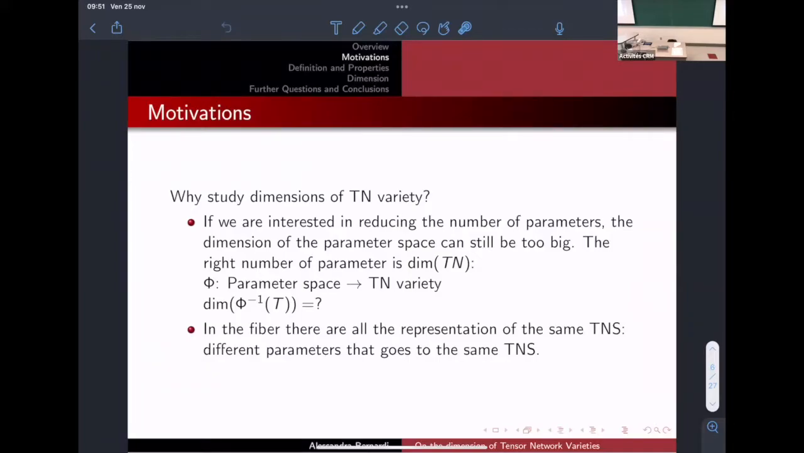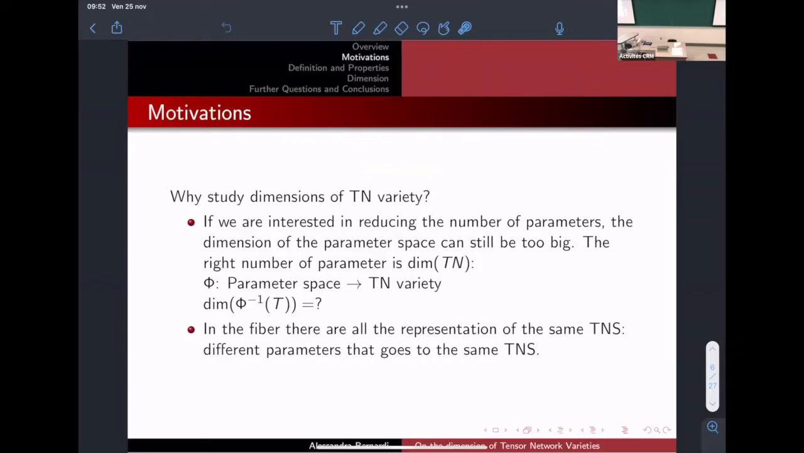Now I would like to give some motivation for studying dimensions of these varieties. Regarding the number of parameters, if you take the standard parameterization of the Tensor Network, the parameter space has, as we have seen, smaller dimension than the ambient space, but it still has too big a dimension with respect to the dimension of the Tensor Network variety. So if you're interested in parameterizing a tensor that lies in the Tensor Network variety, the minimum number of parameters that you need is the dimension of the variety. If you have a parameterization and the parameterization has huge fibers, then you're still wasting parameters. So if you're really interested in reducing the number of parameters to the smallest possible, you have to look at the dimension of the variety, not the dimension of the parameter space.